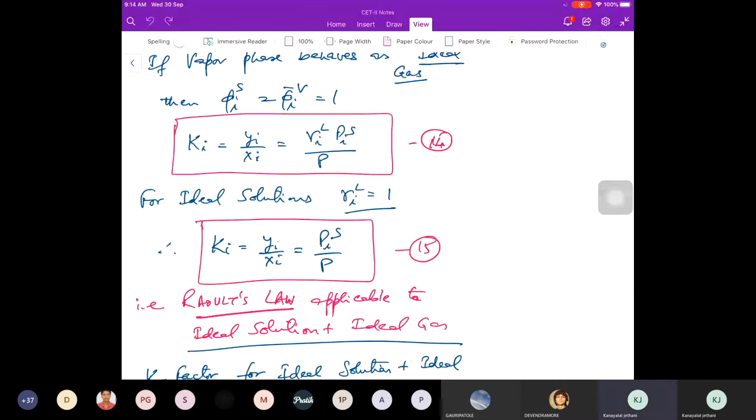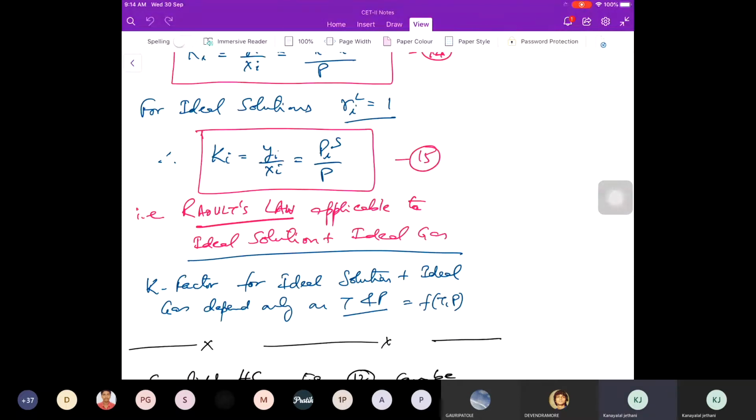And this is nothing but Raoult's law applicable to ideal solution and ideal gas. So we have started from simple solutions and then added complexity. Now we are going the other way, starting with a general case and simplifying it to see how it reduces to Raoult's law for ideal solution and ideal gas.